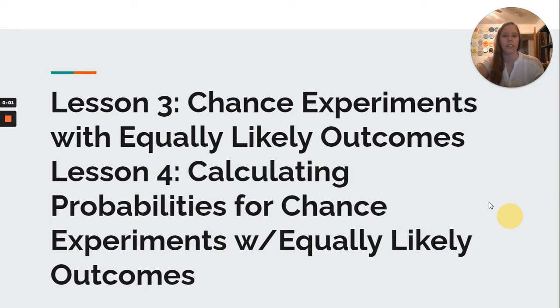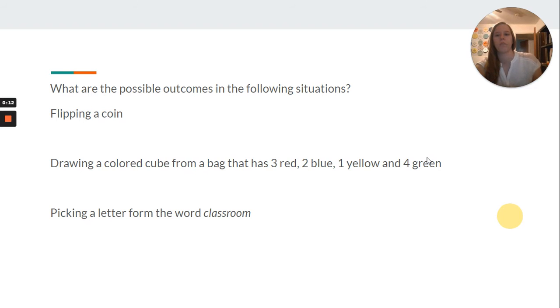Hey, 7th graders! Yesterday we looked at our first part of probability in this new unit. Today we're going to look more at chance experiments with equally likely outcomes and then calculating the probabilities for those. So, what are the possible outcomes in the following situations?